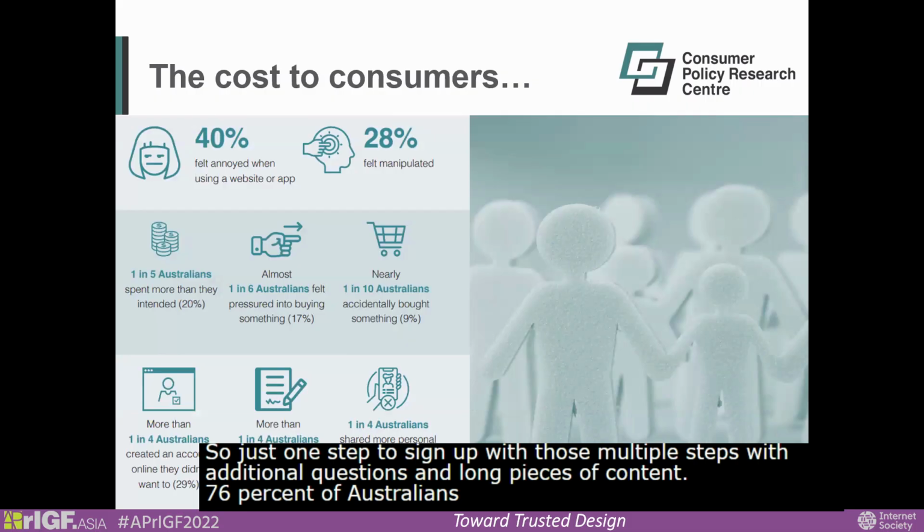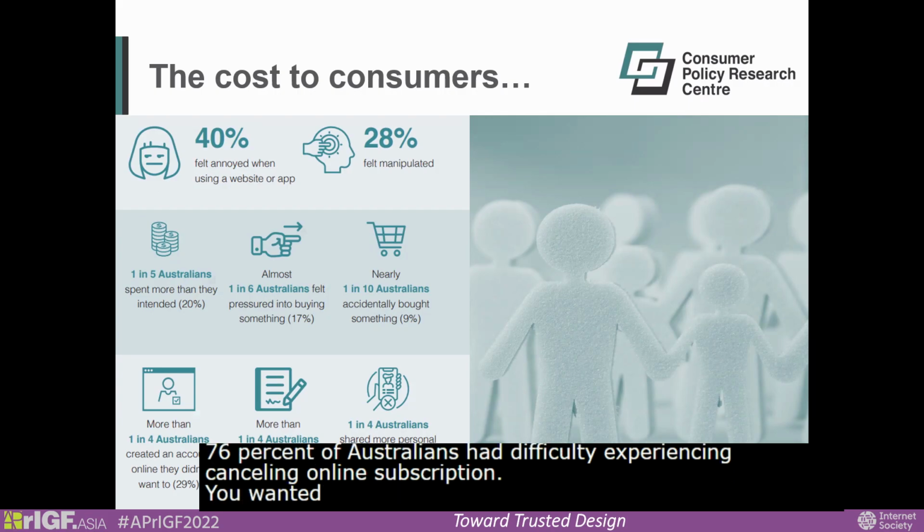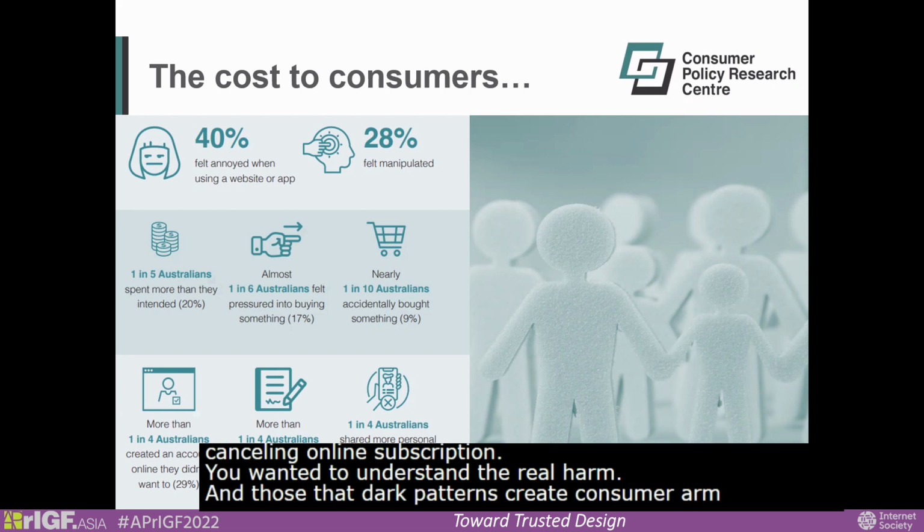As part of our research, we really wanted to understand the real harm that consumers are experiencing due to deceptive and manipulative design. Dark patterns that create consumer harm. Consumers in our survey reported being compromised in their emotional well-being, with some experiencing financial and data-driven harms. 1 in 5 Australians reported spending more than they intended, and 1 in 5 felt pressured into buying something.